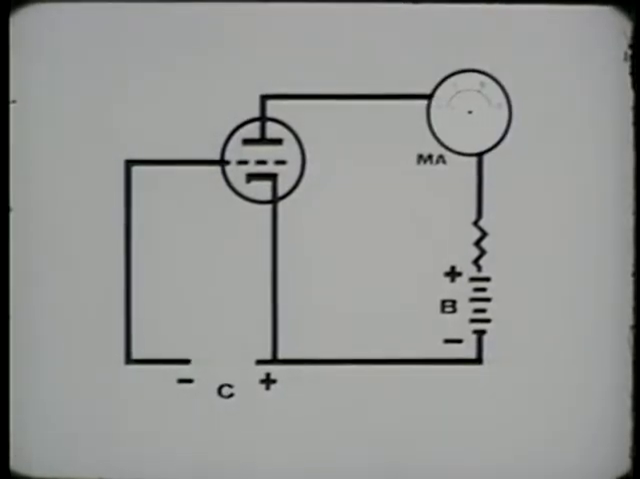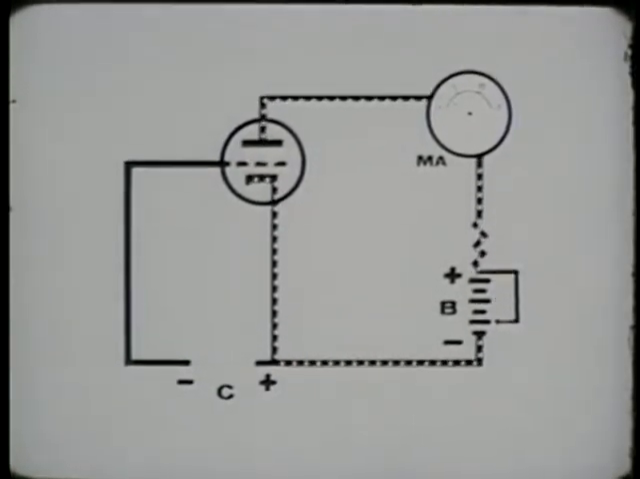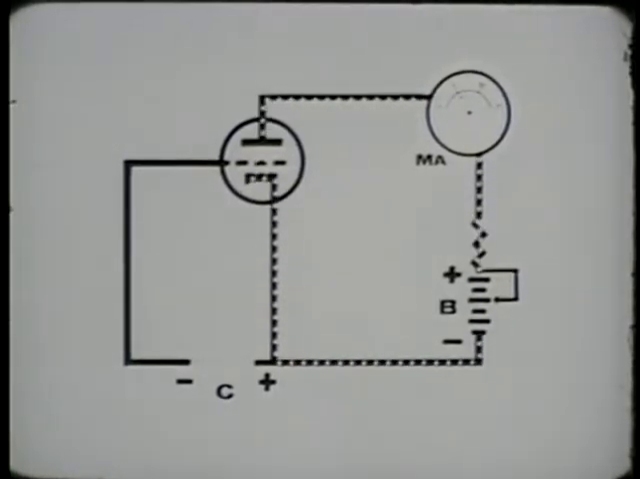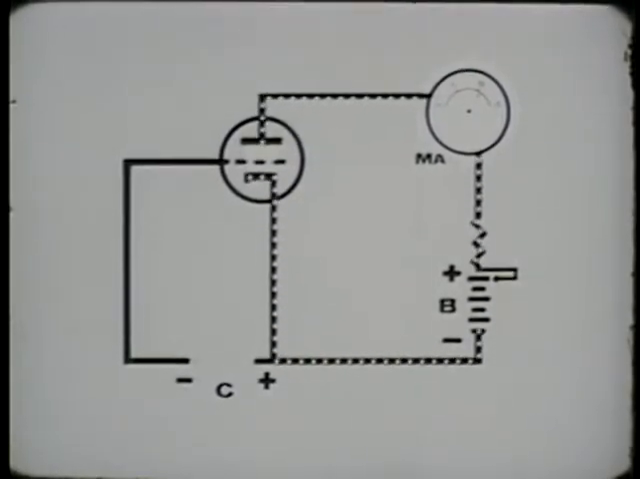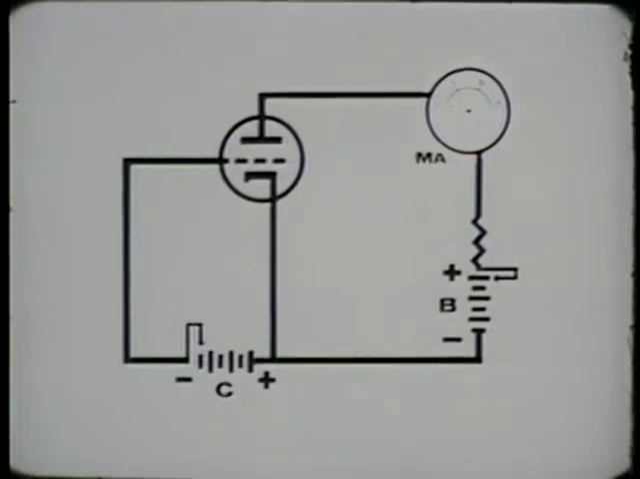A meter in the plate circuit will show how much current will flow when a fixed B+ voltage is applied. If we increase the plate voltage until a further increase makes no further change in plate current, the tube is then saturated. Applying a specific negative voltage on the grid decreases the plate current. This negative voltage is increased until the plate current meter reads zero. The tube is now cut off.